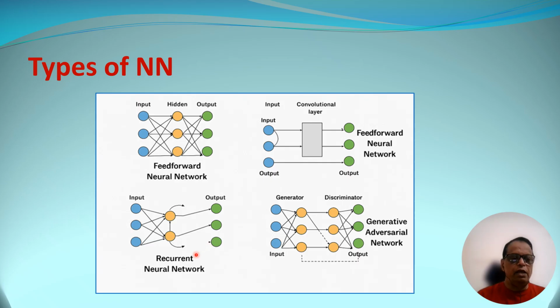Then there is a recurrent neural network where the input layer is there, and in between we have a hidden layer, and then there is some output layer. And apart from that, there is a generative neural network where there are a number of layers present in between. You will find that the information is processed from one layer to another layer.